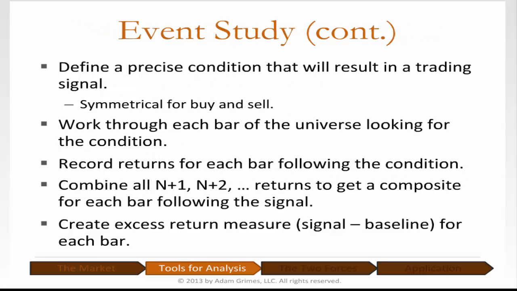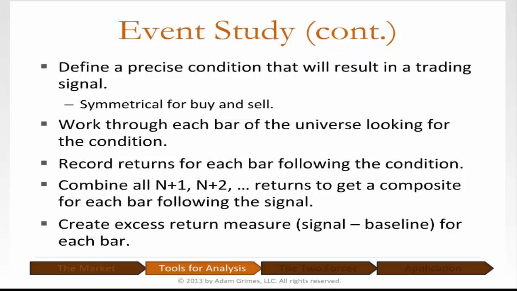Then you need to define, and I have a question here, what types of patterns do I look at? Define a precise condition that will result in a trading signal. And I would suggest these probably should be symmetrical for buy and sell. You certainly can make them asymmetrical, but for my testing, I keep things very simple, very robust. And then you go through each bar of the universe looking for that specific condition. And the condition could be very complicated. It could be very simple. A simple example might be price closes higher today than it did yesterday. A more complicated condition, we run into some concerns with those, and we'll talk about some of those concerns.